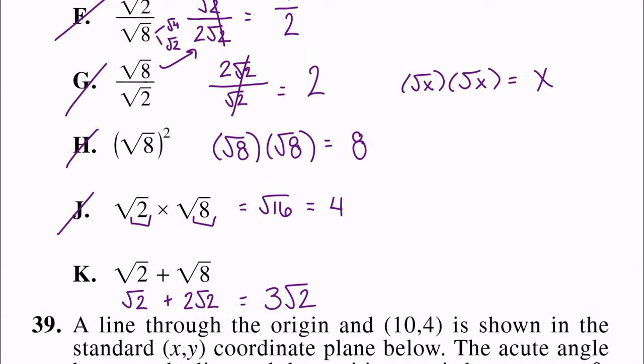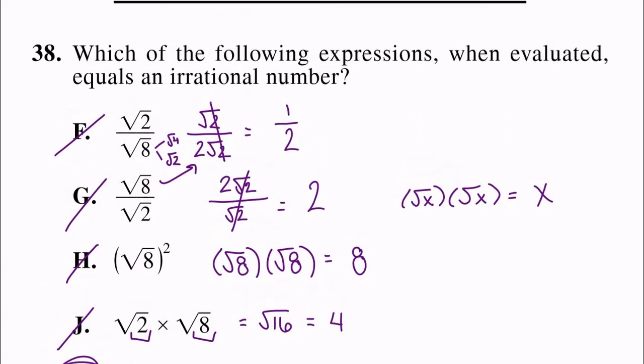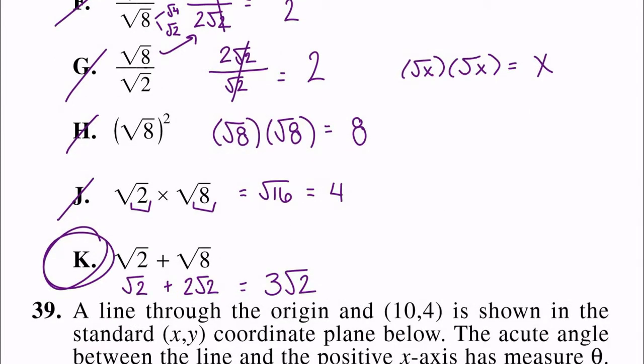So irrational means that it cannot be written as a fraction. So we can't write square root of 2 as a fraction. It has a decimal with no end if we were to type square root of 2 in our calculator. So K is irrational, which equals an irrational number. Our option K equals an irrational number.